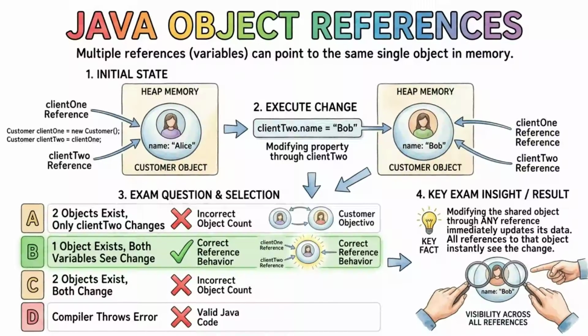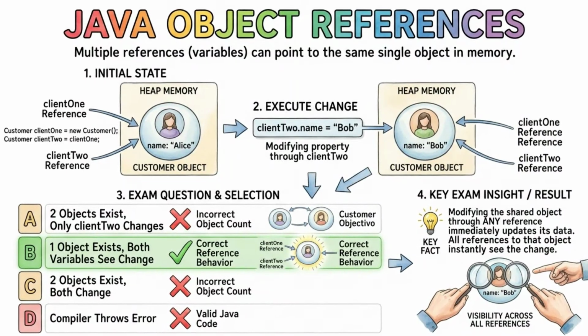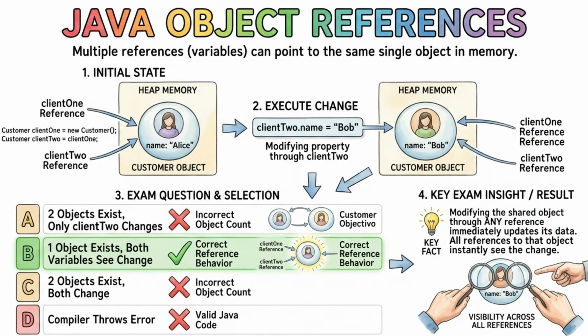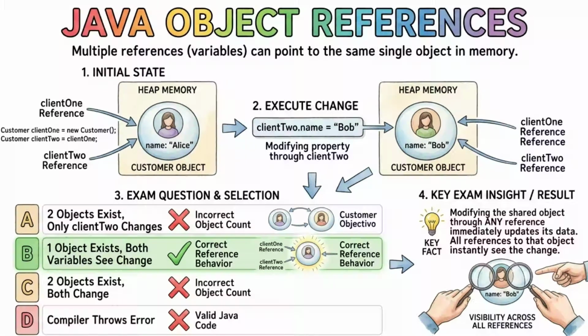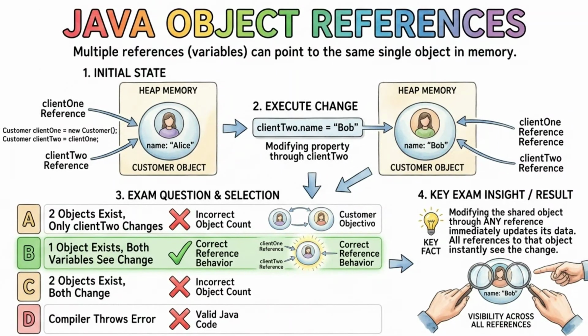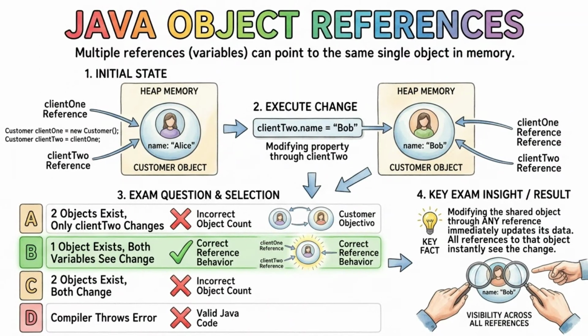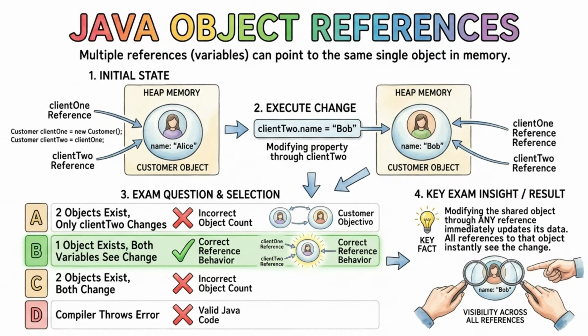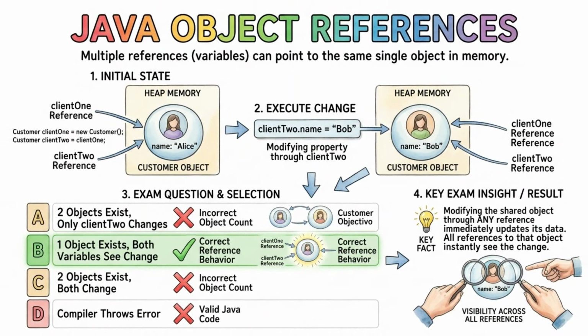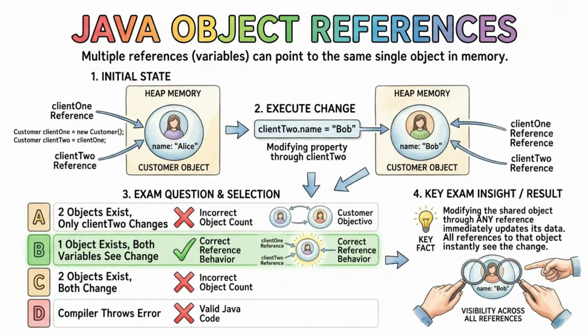Memory management is another key topic. If you create a customer object and assign it to a variable named client1, and then you assign client1 to a new variable called client2, you haven't created a second customer. You simply have two references pointing to the exact same object in the heap memory space. Because they point to the same location, modifying the customer's data using client2 means that change is immediately visible to client1.